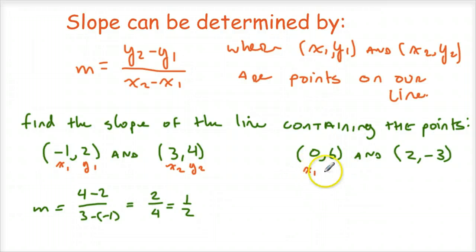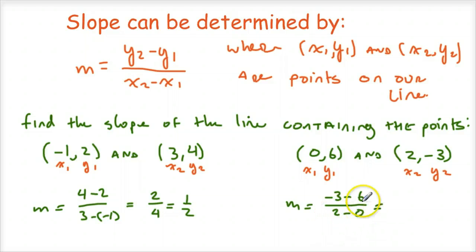So again, you would identify your x1, y1, and x2, y2, and then plug them into your formula for slope. So m equals y2 minus y1 over x2 minus x1. So negative 3 minus 6 is negative 9, and 2 minus 0 is 2. So negative 9/2 is our slope. And it's okay, we're going to have fractions most of the time with slope. Keep it as a fraction.